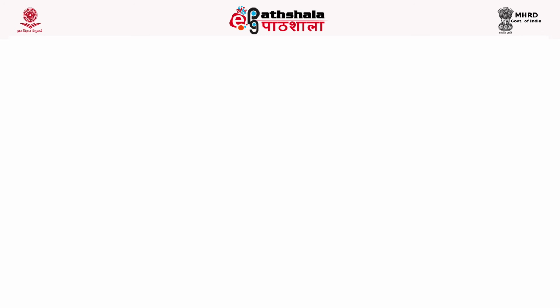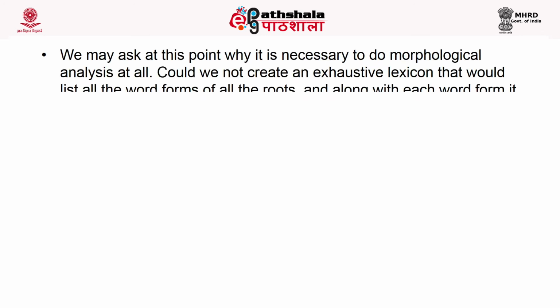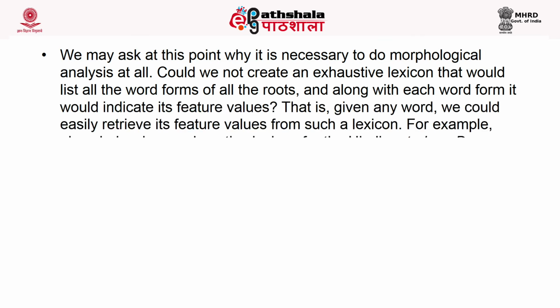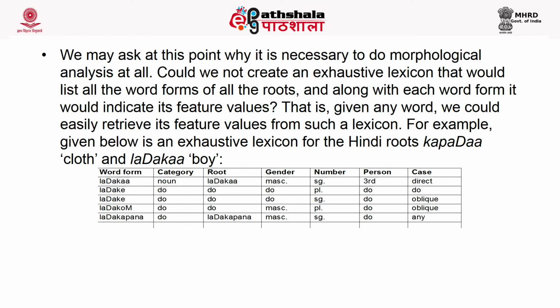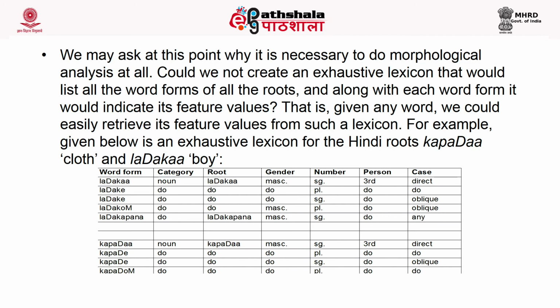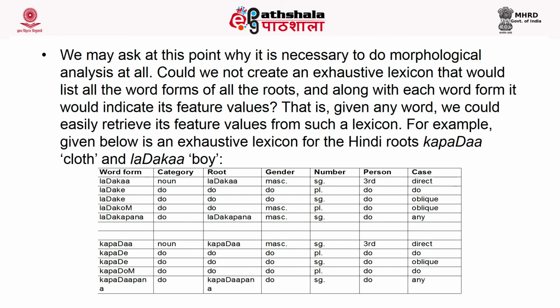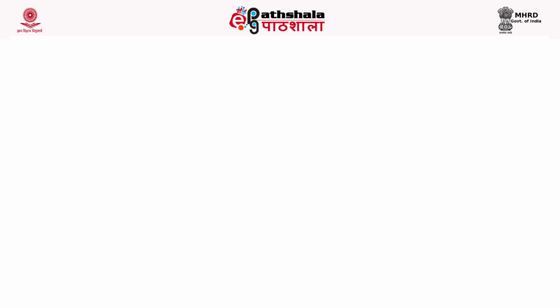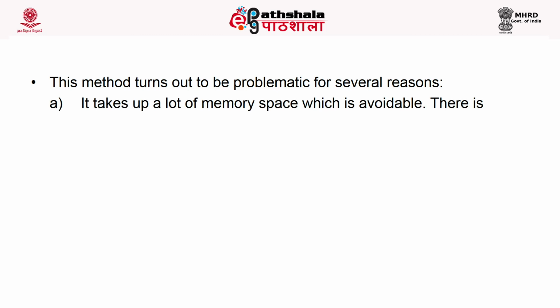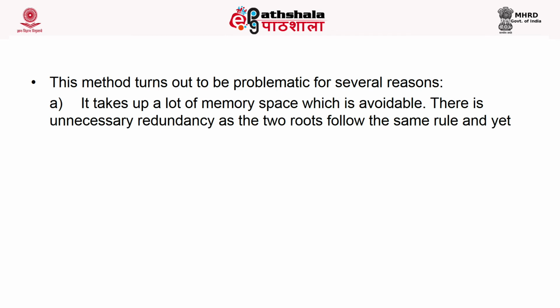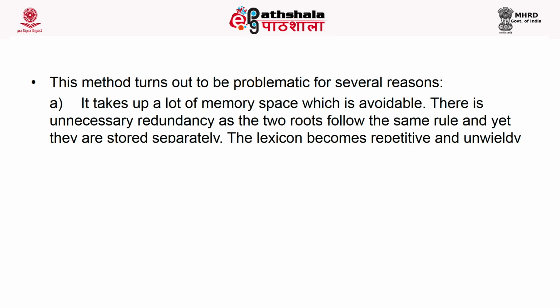We may ask at this point why it is necessary to do the morphological analysis at all. Could we not create an exhaustive lexicon that would list all the word forms of all the roots, and along with each word form, it would indicate its feature values? That is, given any word, we could easily retrieve its feature values from such a lexicon. There are several problems with this method. A, it takes up a lot of memory space which is avoidable. There is unnecessary redundancy, as two or more roots, for example ladka and kapda or bachcha, follow the same rule and yet they are stored separately. The lexicon becomes repetitive and unwieldy in size.